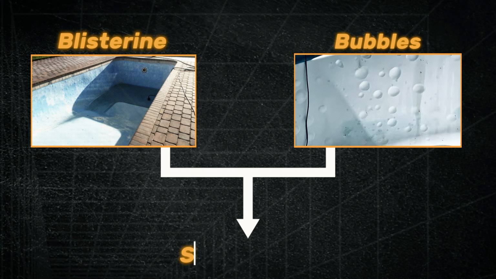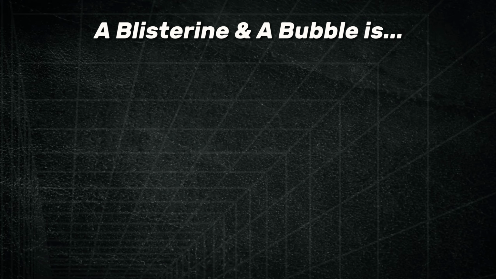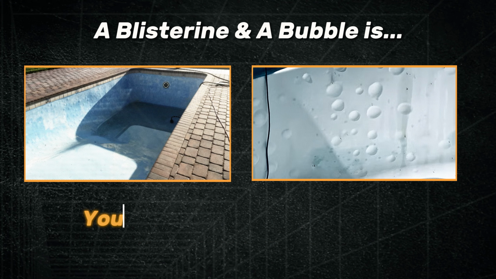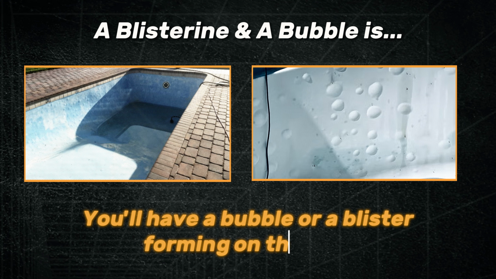So blistering and bubbling are exactly the same thing, just a different name for it. A blister or a bubble is kind of like when you burn your skin and you form a bubble, or when your skin develops acne. Well, that's almost what your pool shell would look like. When you run your hand down the surface, it typically should be smooth. Not in this case. You'll actually have a bubble or a blister forming on the side of the wall.